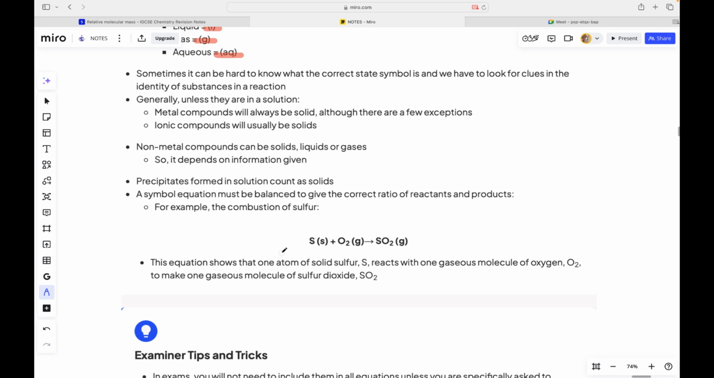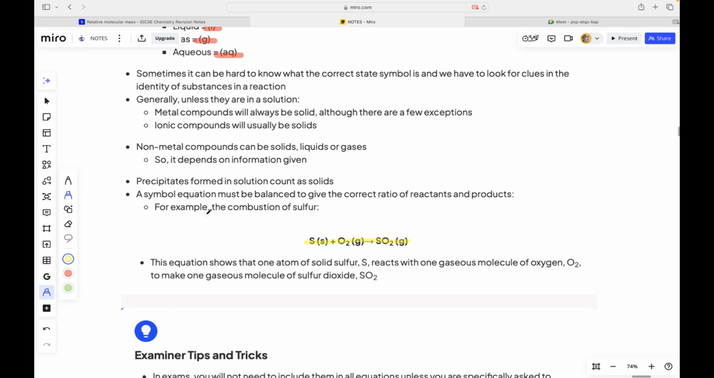A symbol equation must be balanced to give the correct ratios of reactants and product. We must balance the equation to give the correct ratios of reactants and product. Now, let's take a look at what we have here. Sulfur reacts with, burning in oxygen, to get sulfur dioxide. Sulfur is a solid, oxygen is a gas, and sulfur dioxide is a gas.